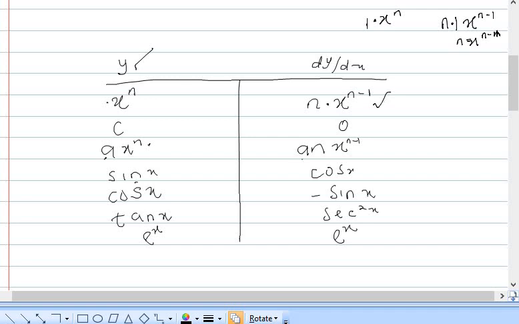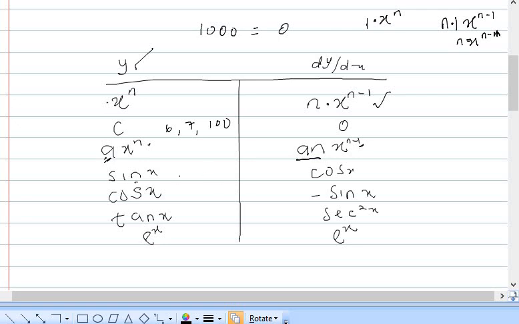Then the differential of a constant term, if you have, let's say 6, 7, 100 and so forth, is just 0. So the differential of 1000 is 0. If you have ax raised to the power of n, the differential of it is just the power n multiplied by the coefficient a, making an, and then take the power and subtract 1 from it, that's n minus 1.